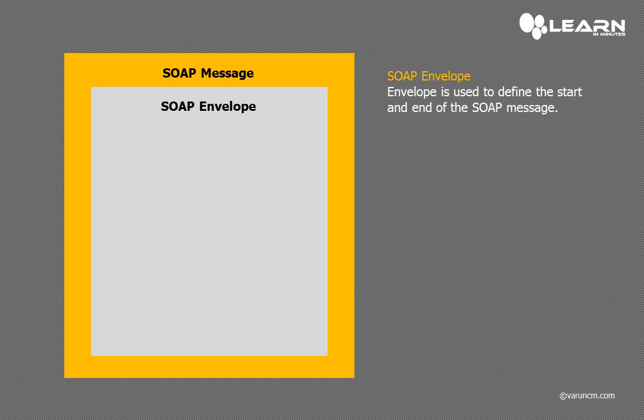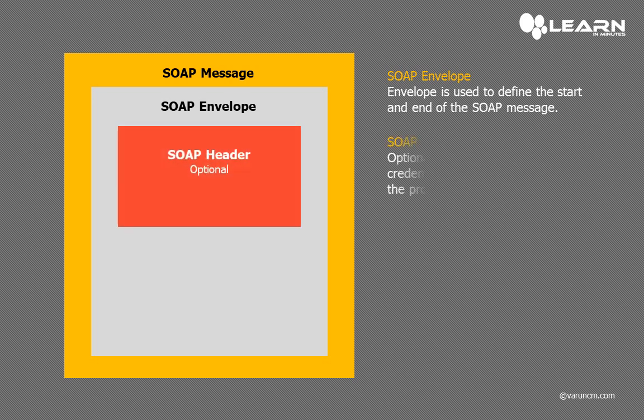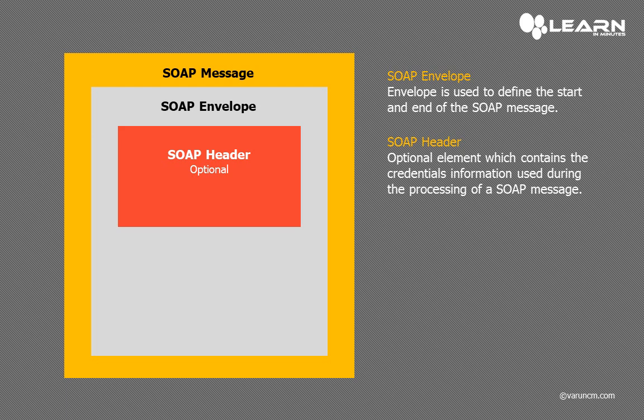The second thing that is available in the SOAP message is the SOAP header. Actually, this SOAP header is an optional element. There is no compulsion of using that element in the SOAP message. It may be present or may not be there.